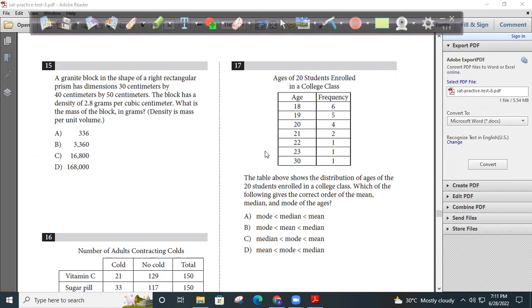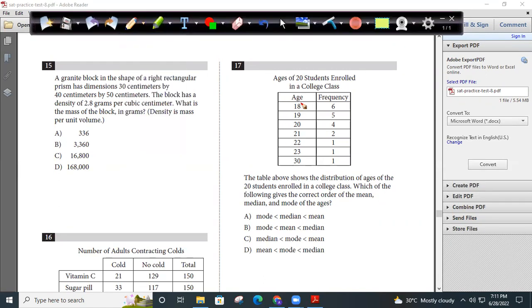What is the easiest thing to identify here? It is the mode. So what is the mode here? Age 18 has a frequency of 6, which means 18 has come 6 times, 19 has come 5 times, and so on. The number that has come the most number of times is 18. So definitely my mode should be 18.